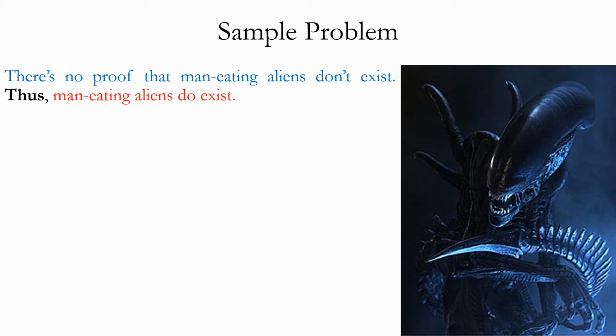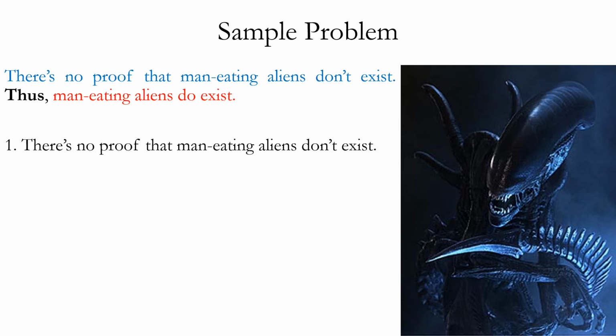So now it's time to put this argument into standard form. We start with the premise. There is no proof that man-eating aliens don't exist. And now we can add the conclusion, therefore man-eating aliens do exist. So this is the smallest argument you can have in terms of length. One premise, one conclusion. It's an invalid argument because it's an argument from ignorance, which is a type of fallacy.